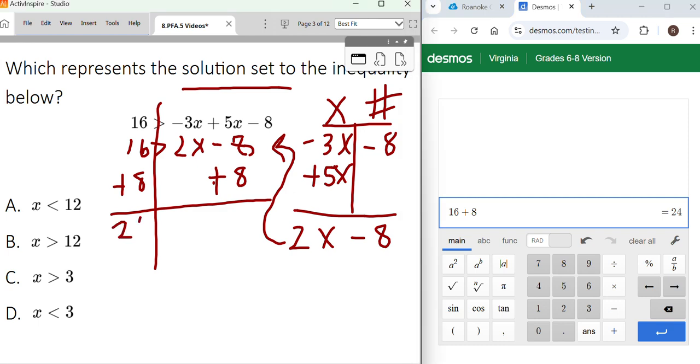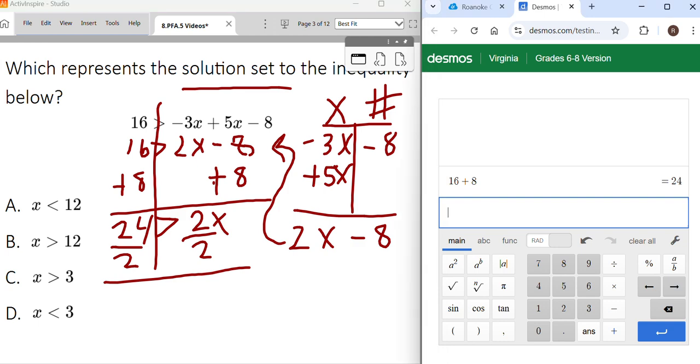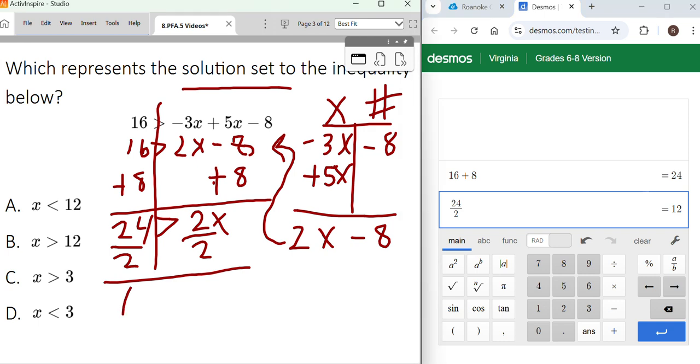16 plus 8 is 24, greater than 2x. And now we know we have to isolate the variable by dividing. And then I'm going to go ahead and use my calculator again just to show you. 24 divided by 2 is 12, greater than x. But there's a problem.